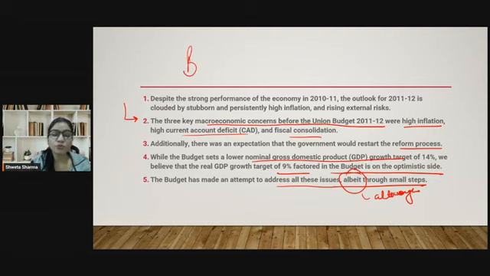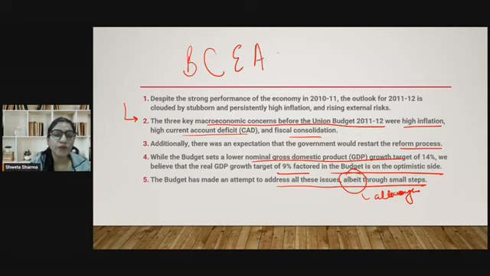Post this, what do we do? Three economic factors. Expectation that the government would restart the reform process is also there. This could be the fourth factor. Then the budget has made an attempt to address all these issues, although through small steps. So we have E. And then it says, despite the strong performance, this is what we get to see.